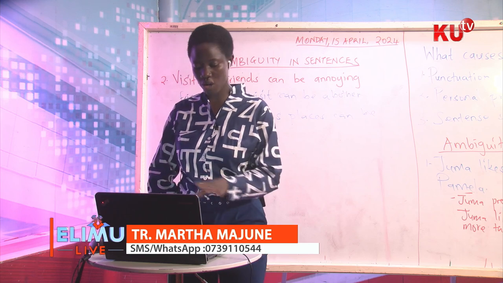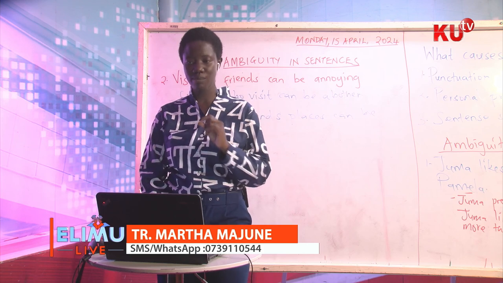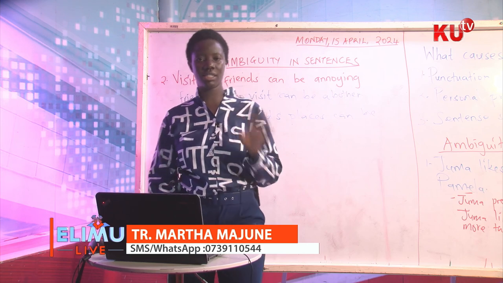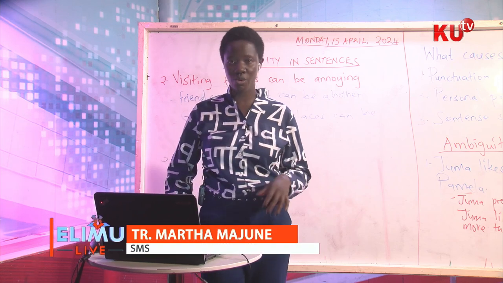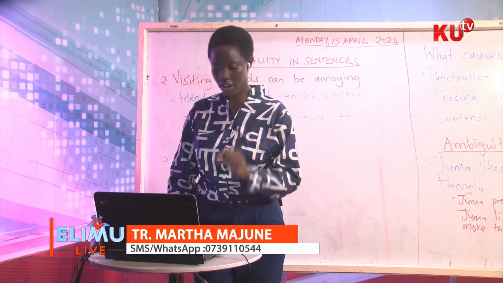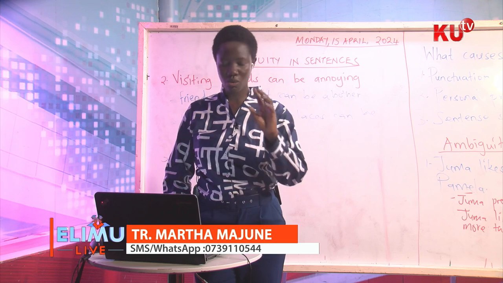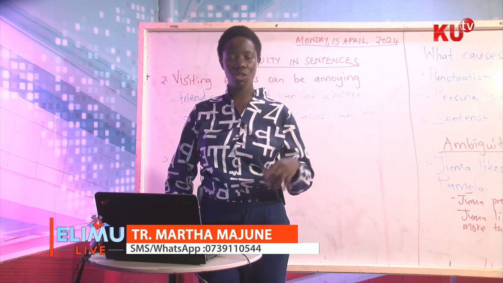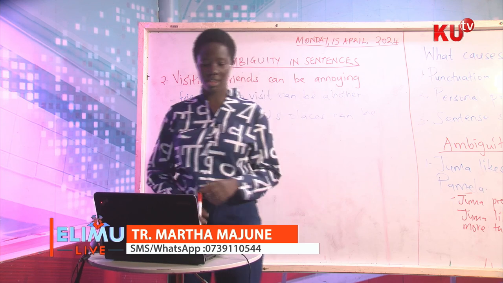They gave her horse feathers. The first meaning is that the feathers were given to her horse. So if you say the feathers were given to her horse, you can see that the sentence is clear and does not bring any confusion to whoever is listening or reading. She owns the horse, and so the horse is the one that was given the feathers.